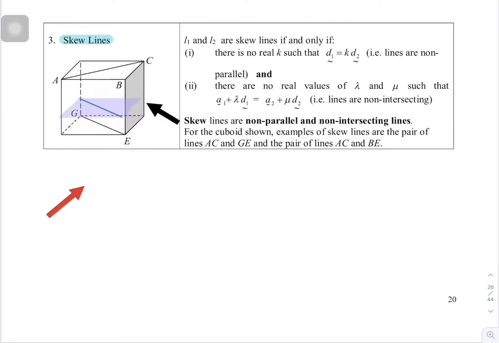If we look at these two lines, AC and this blue line here, these two lines are actually intersecting because, as we can observe, these two lines are on the same plane. However, if we were to bring this line down towards GE, we notice that GE itself is on a different plane as compared to the line AC, which is on another plane. So GE and AC are non-parallel and also non-intersecting, and therefore they are skew lines.